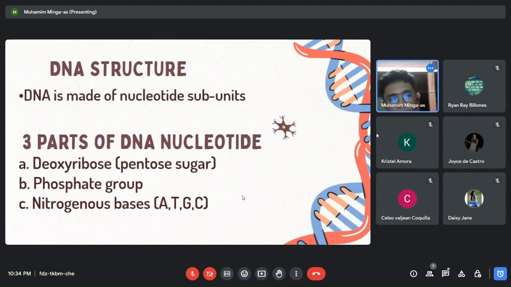Next, we have the DNA structure. Just like what I've said, DNA is made of nucleotide subunits. There are three parts of a DNA nucleotide. First, we have the deoxyribose, which I've explained earlier. Deoxyribose is a ribose that lacks one atom or molecule. Second, we have the phosphate group. Third, we have the nitrogenous bases, or the ATGC. We'll move on to the next slides.